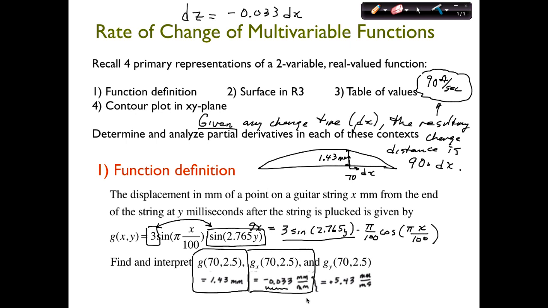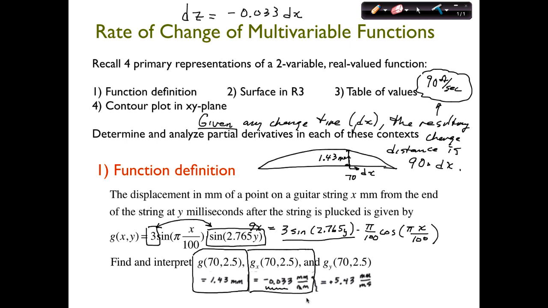For the partial with respect to x, what do we let change a little bit? Oh, you hold y constant. Yeah. So you start with a little change in x, dx, and then you get the resulting dz. So here, we're going to start at those two values, and what are we going to let change a little bit? Time, right? So we're going to let time change a little bit, holding x constant at the 70 mark. And what's going to happen?